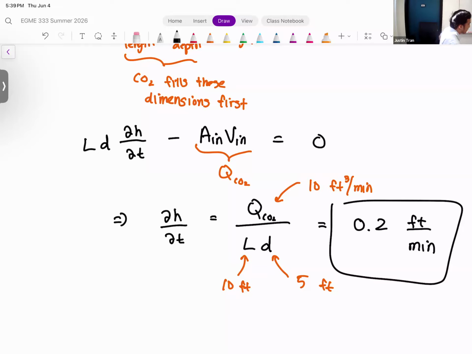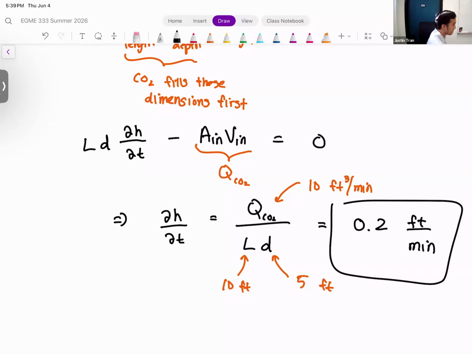So every minute the worker stands in that trench, the level of CO2 rises by 0.2 feet, which is what? That's a fifth of a foot. A little bit more than 2 inches per minute. All right. Any questions on how we got that?